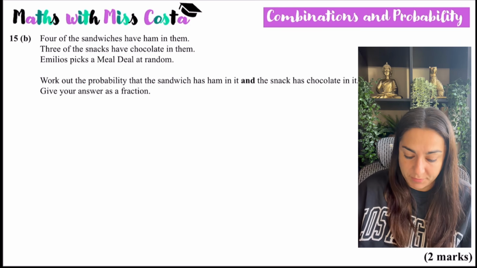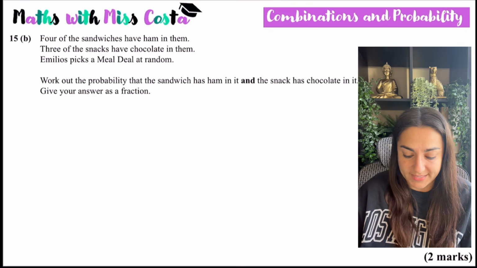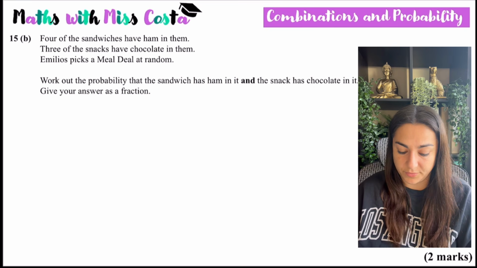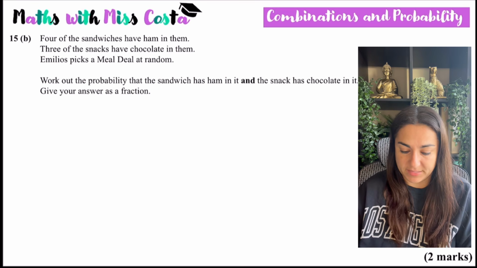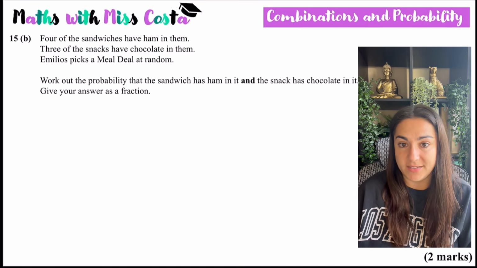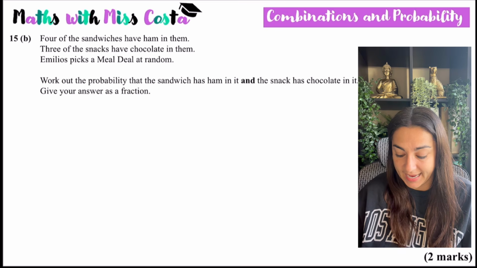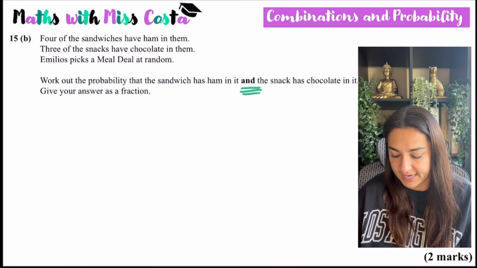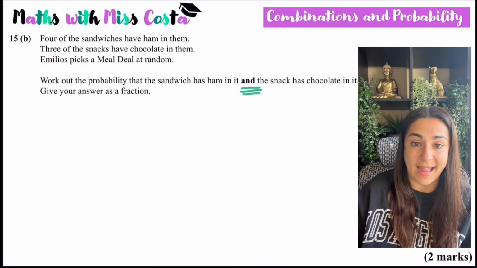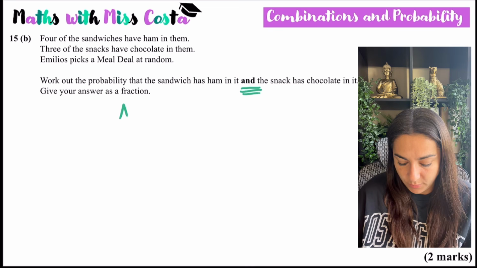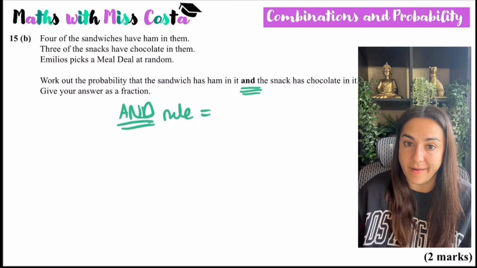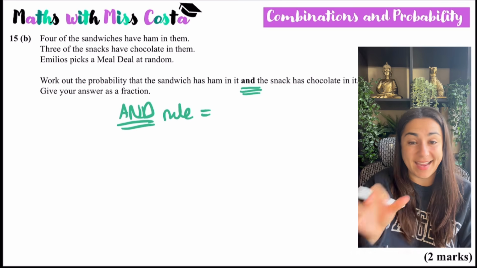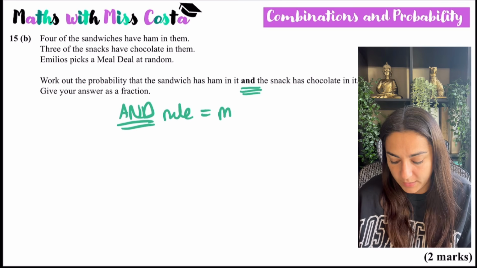Okay, and for the next part of the question, it says that 4 of the sandwiches have ham in them, 3 of the snacks have chocolate in them, and Emilios picks a meal deal at random. So I need to work out the probability that the sandwich has ham in it and the snack has chocolate in it. So this 'and' is underlined in bold. Remember, with the 'and' rule, when we are trying to work out the probability of this and that happening, we multiply.